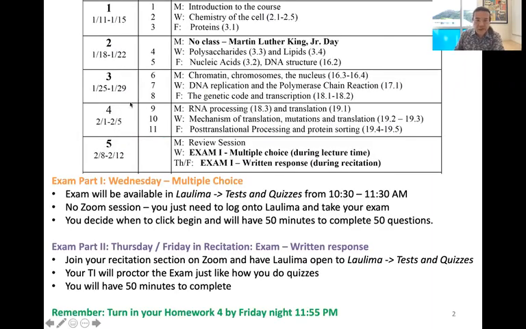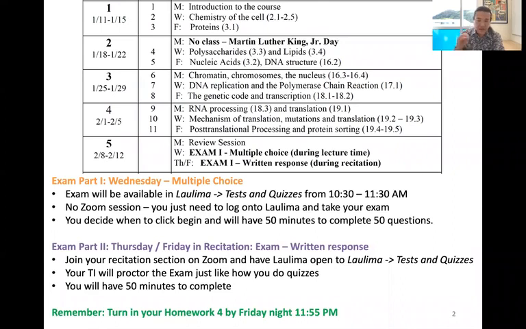So this is a reminder then that we are responsible for lectures 1 through 11. So that's through last Friday's lecture. Today is the review session. So importantly, the first exam is going to be in 2 parts. Wednesday at normal lecture time.